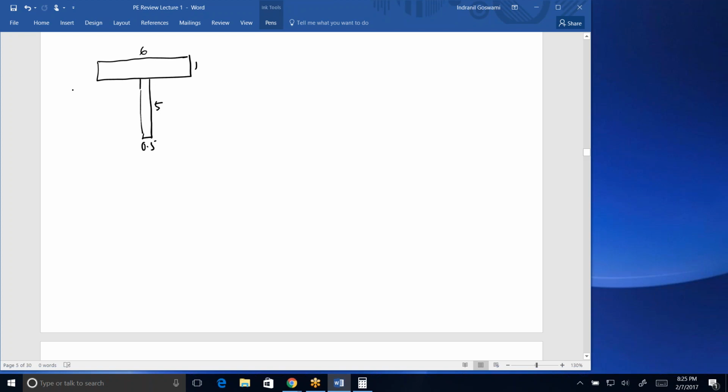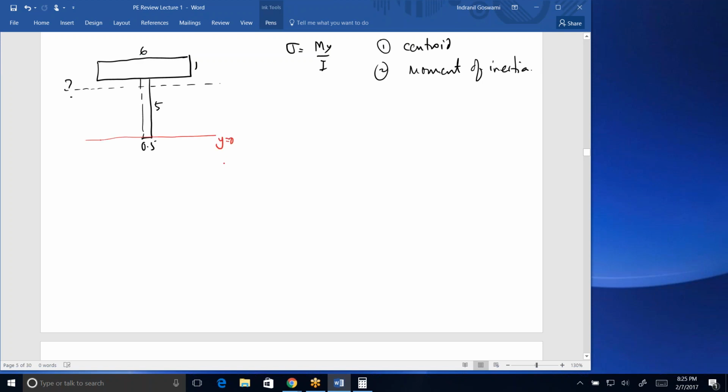And we need to figure out where the neutral axis is. And remember, to do the My over I, I need two things. One is the centroid location, and two is the moment of inertia. So that's basically what this problem boils down to, figuring those two things out. After that, it's a straightforward equation. So let's take this to be our datum for everything. We'll assume y equal to 0 here. We have shape number 1 and shape number 2.